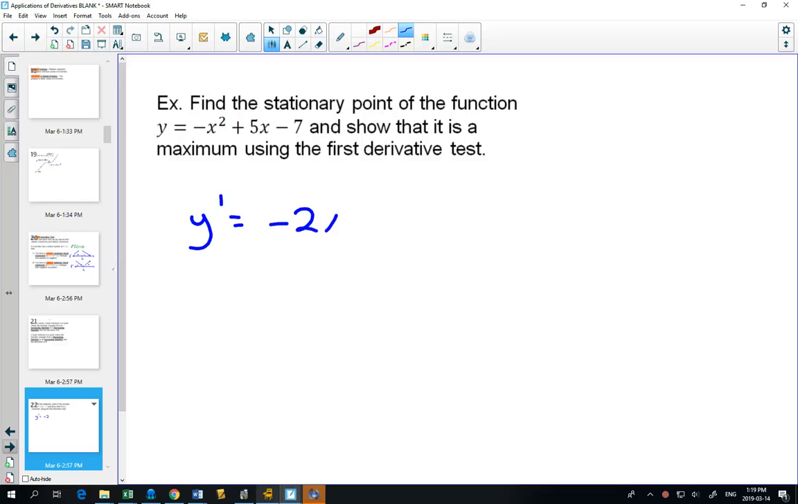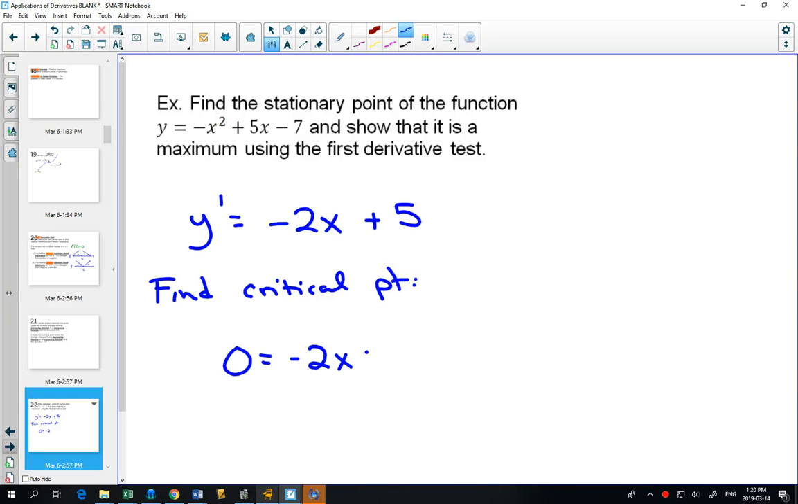So bring the 2 out in front, subtract 1 from the exponent. There's our derivative. Set our derivative equal to 0. So if we want to find a critical point, we set our derivative equal to 0.